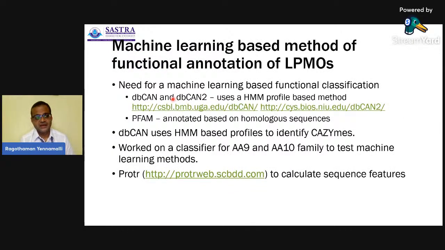So at this point of time, I was very much interested to do something with Pulkit about a classifier, because over the period of time, new genomes came up and new LPMOs got annotated. There were also some non-canonical LPMOs that were labeled as being LPMO. So there was a need for some kind of automated learning, training or a model that can do functional classification of these LPMOs.